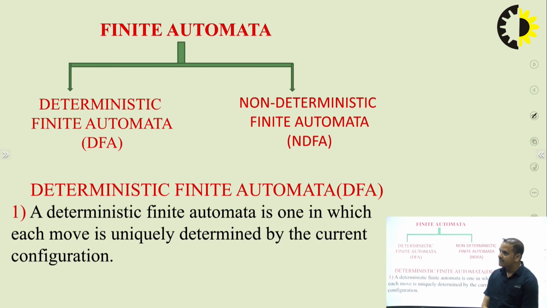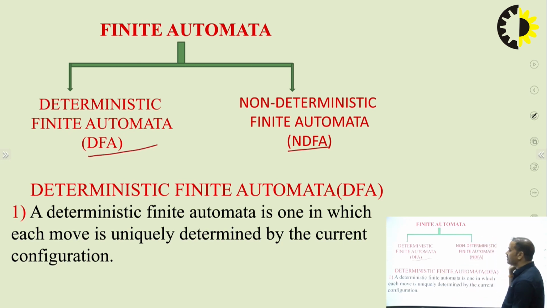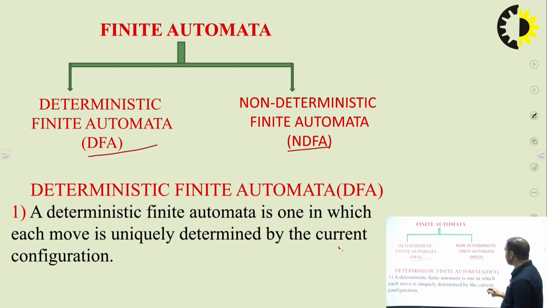Finite automata are classified into two categories. The first one is deterministic finite automata, DFA, and the second one is non-deterministic finite automata, called NDFA. Deterministic finite automata are those automata in which a single move is possible. That means if we have no option other than a unique move, then the automata is called deterministic automata.